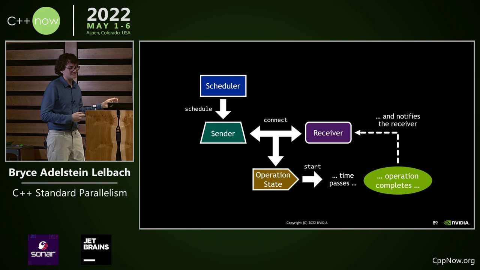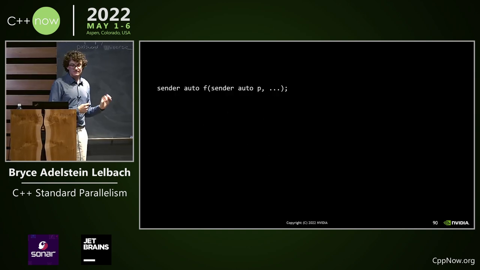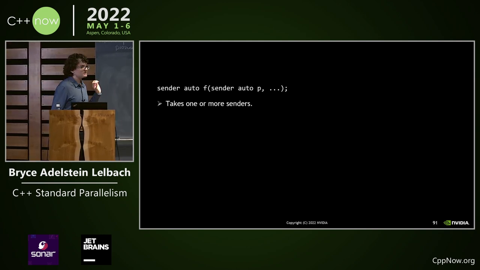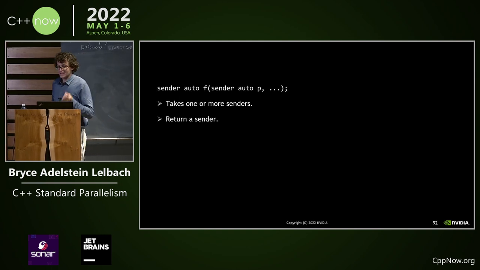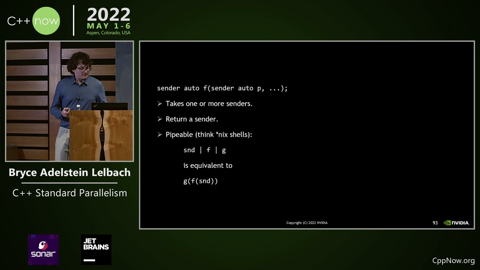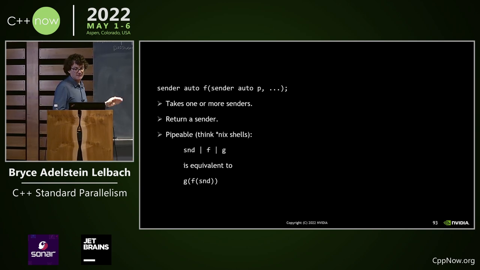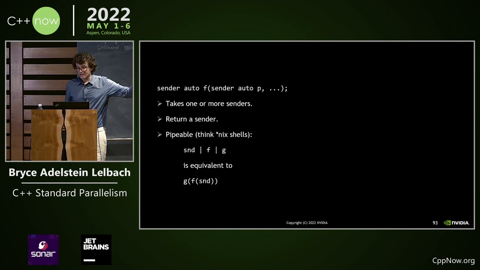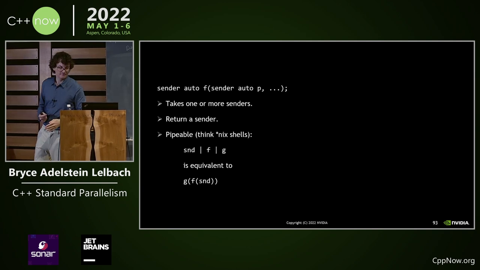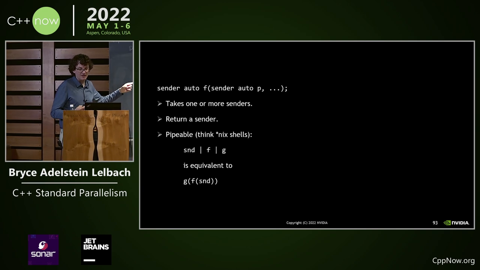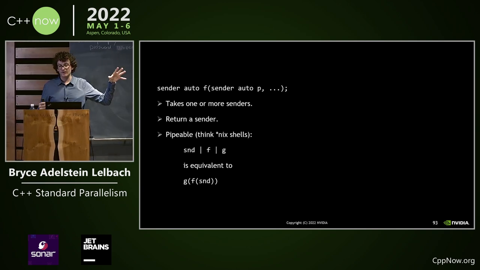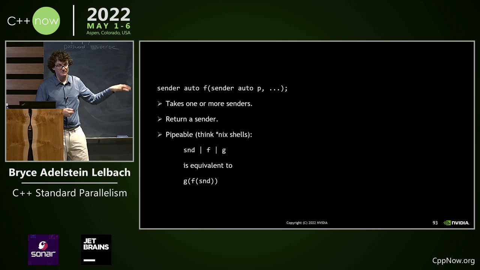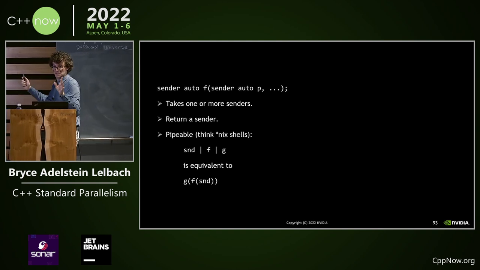Okay, now let's look at sender composition. We compose senders together using sender algorithms, and there are a few forms of them. The first is sender adapters. Sender adapters take one or more senders as parameters, and they return a sender. Most sender adapters are pipeable, just like range adapters. The semantics are similar to Unix shells, so send pipe F pipe G is the equivalent of G of F of send. Languages like Haskell and APL call this point-free style. The primary input argument is not explicitly named. This syntax is essential for elegant composition of senders and for elegant composition of asynchronous code in general.